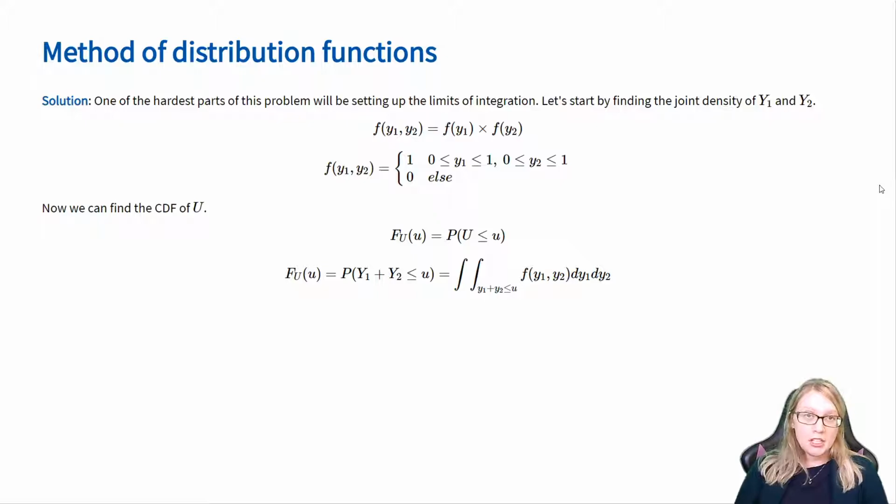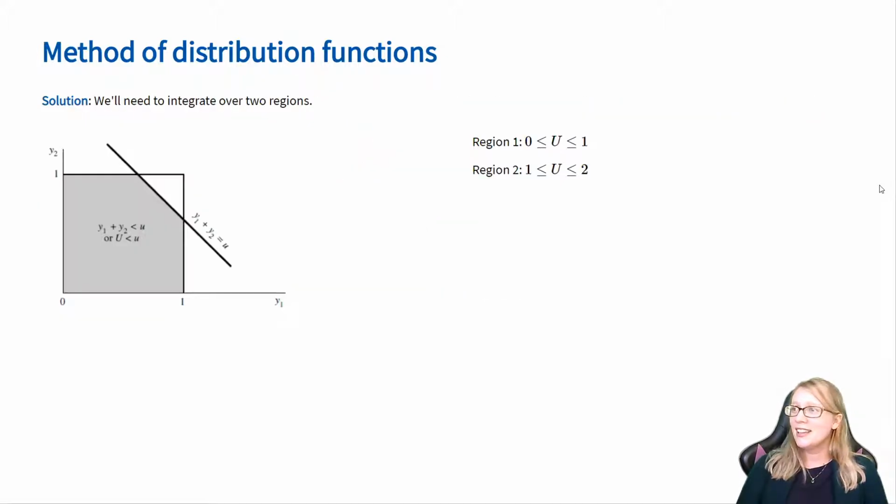So that's the region that we'll want to integrate over. But what does this look like? Well, it looks like this. So we have y1 on the x-axis, y2 on the y-axis. Both range from 0 to 1. So think of this square as the y-domain.